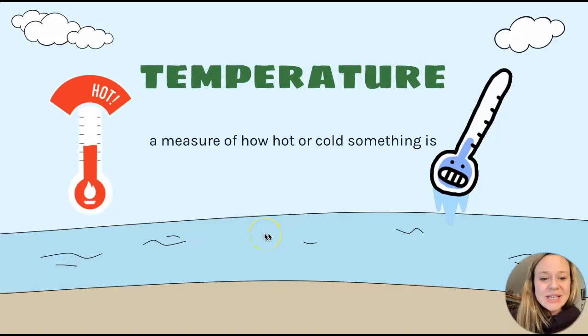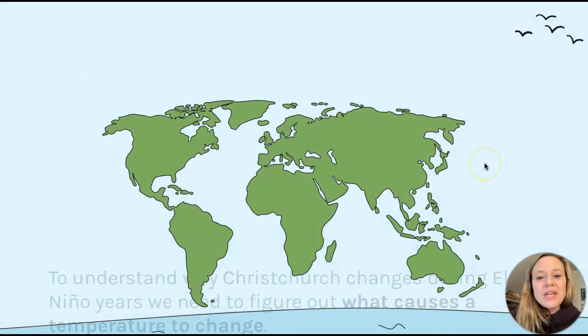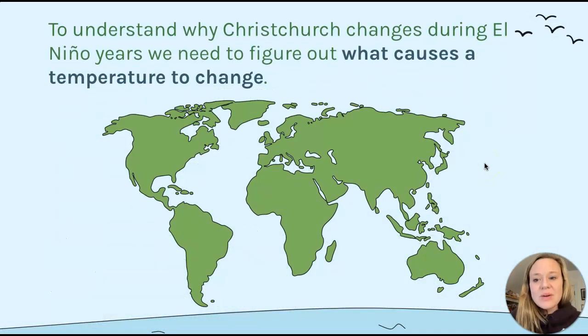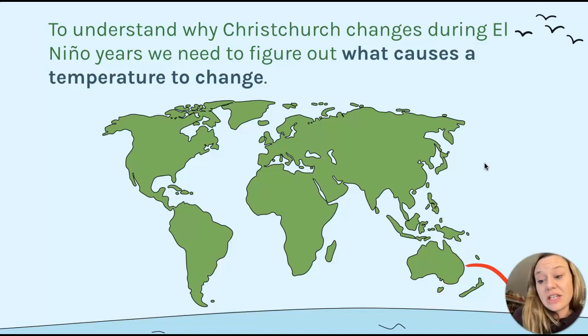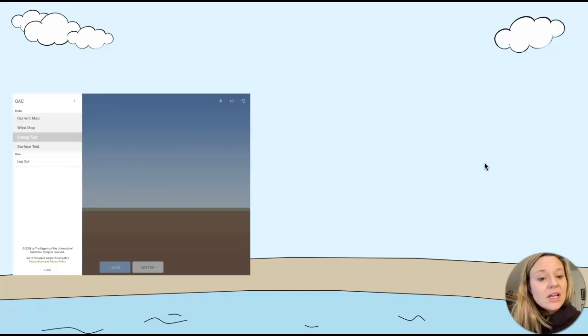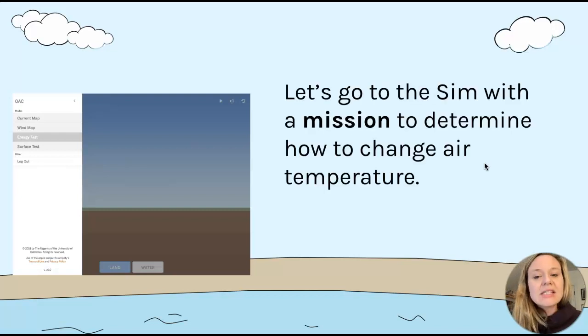A temperature is a measure of how hot or how cold something is. And we are really looking at what's going on in Christchurch, New Zealand, and what causes that temperature to change there during an El Nino year. So to do this, we are going to be using this simulation. We are going to go on a mission to try to understand how to change air temperature and understand what's happening as we change that air temperature.